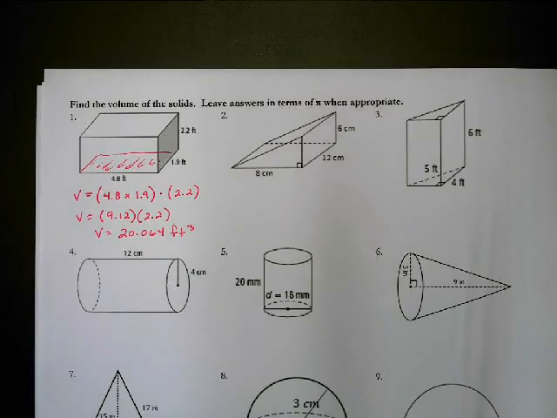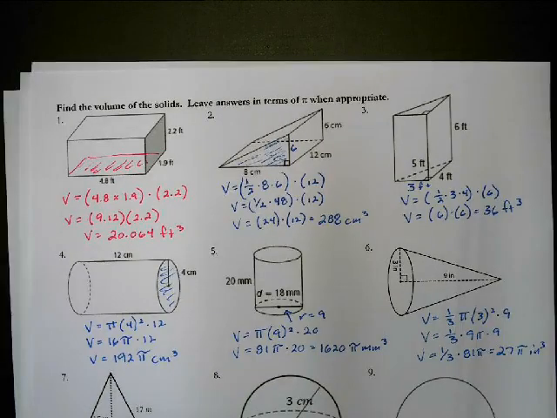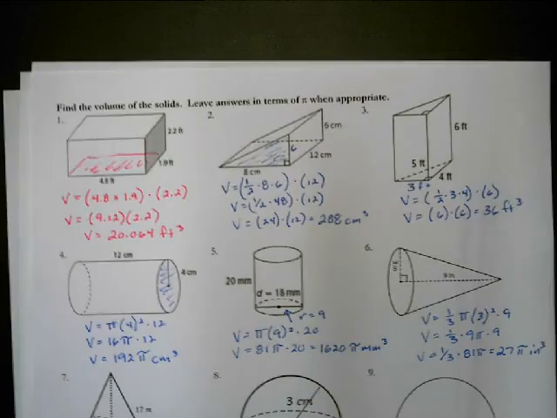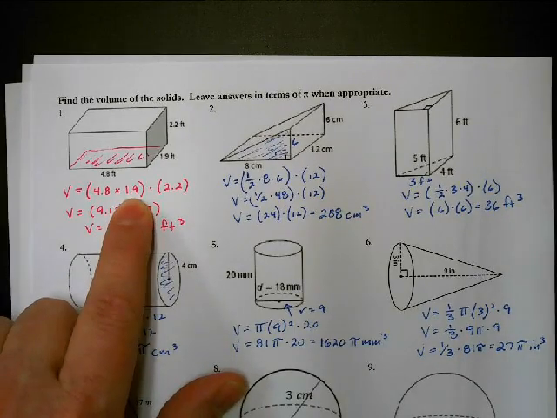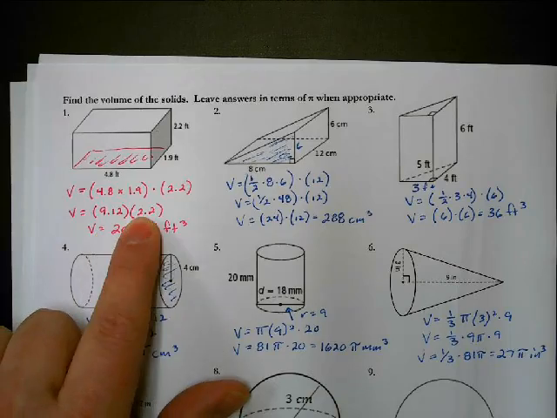All right, now I'm going to pause again. All right, pausing now. How about now? All right, I've worked them all out here for you. So we already did that one. We got a base area of 4.8 times 1.9. Base area is 9.12. Then I multiplied by the height, 20.064 feet cubed.